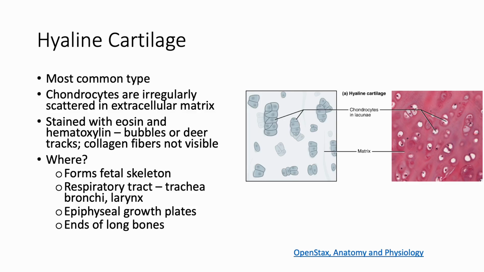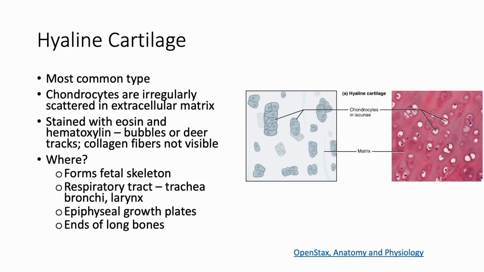Our first type of cartilage we're going to look at is hyaline cartilage. This is the most common type in the body. And when we're thinking about the histology of these kinds of tissues and how we would look at and identify them, one thing you want to look at is the cells that are in the tissue, the chondrocytes, are irregularly found throughout the extracellular matrix. Now, in the image you see, and commonly you'll find that these tissues are stained in a specific way with eosin and hematoxylin. And when they're stained with that technique, the chondrocytes look like possibly bubbles or even together like little deer tracks.